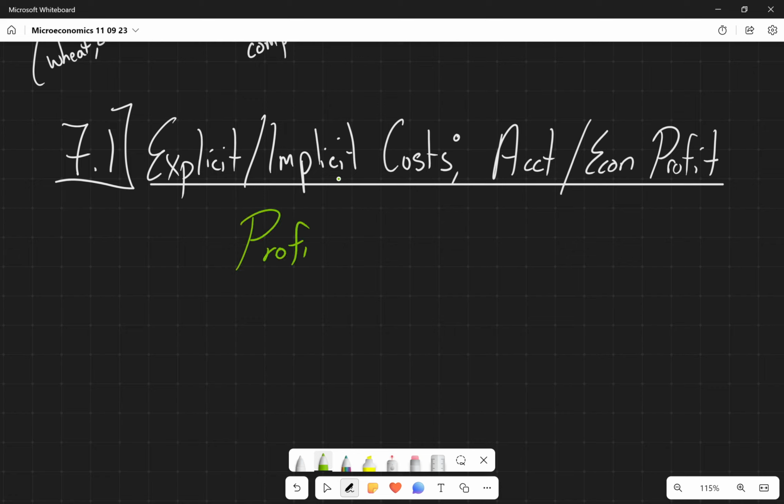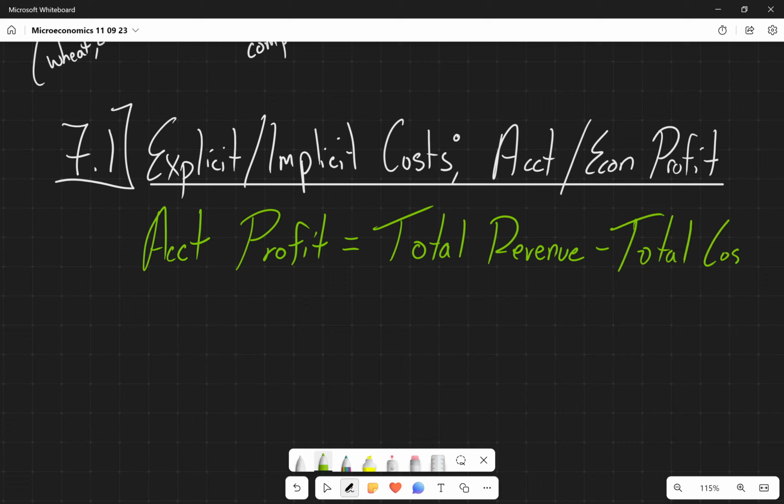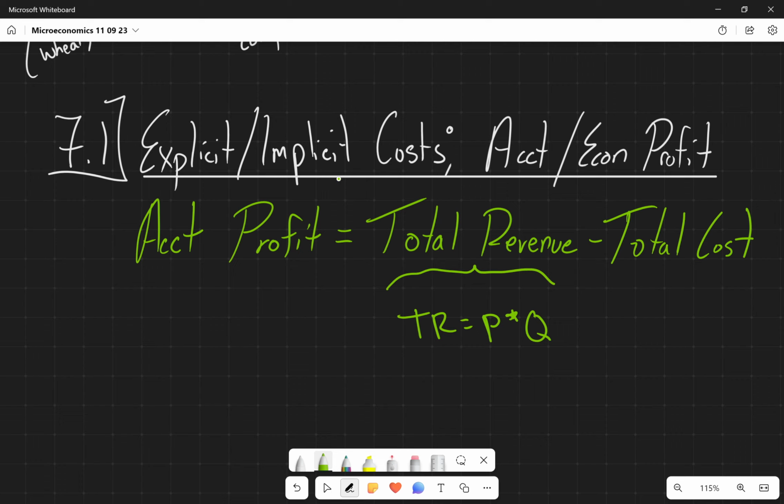So when we're talking about businesses, they have a profit that is an accounting profit, right? Where we're looking at the total revenue minus the total cost. How do we calculate our total revenue? I'm glad you asked. That's going to be our price that we're selling at times the quantity of how many we're selling. When we're talking about costs in the concept of accounting profit, this is going to be only our explicit costs.